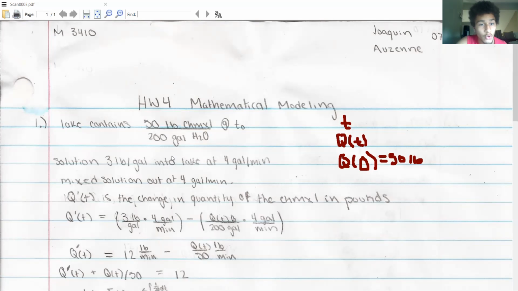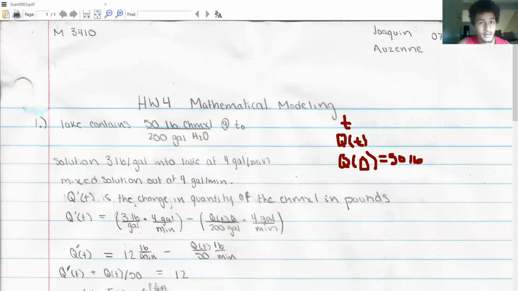Okay, we know that the quantity coming out of the lake is a mixed solution at 4 gallons per minute. And we know that the concentration of chemical in the lake at this time is Q(t) divided by the 200 gallons of water already. Okay. So we will denote this as Q(t), and we know that the rate coming out of the lake is 4 gallons per minute. We can multiply these values and we will get Q(t) divided by 50 pounds per minute coming out of the lake.